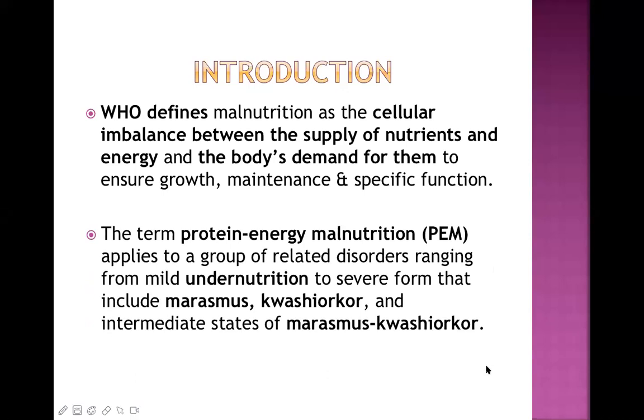Now, the term PEM, or protein energy malnutrition, a very commonly used term, applies to a group of related disorders which range from mild undernutrition to severe forms that include marasmus, kwashiorkor, and an intermediate state, marasmic kwashiorkor, you can say. So these are the severe forms: marasmus, kwashiorkor, and marasmic kwashiorkor. Sometimes the baby may be undernourished, a little bit less severe form. So these all are different spectrums of protein energy malnutrition, which we are going to talk about in this class.